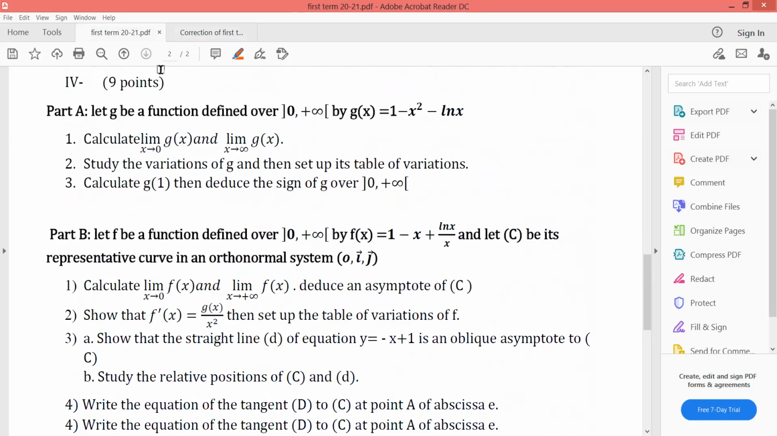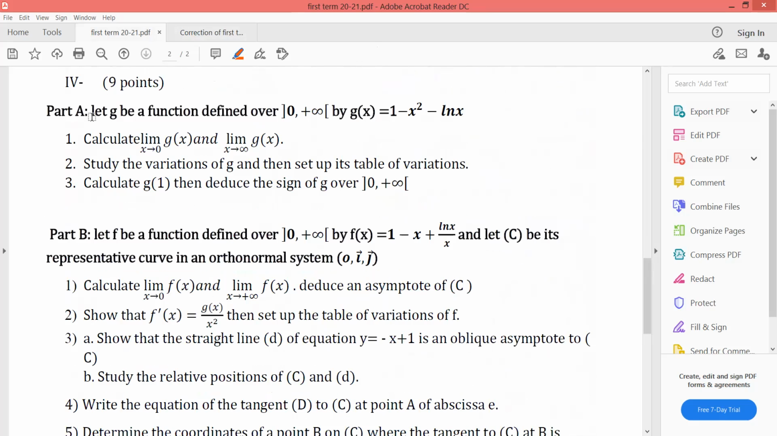In this problem, we have a function g defined on 0 to plus infinity by g(x) = 1 - x² - ln x. First part, we need to calculate the limit as x tends to 0 and the limit as x tends to plus infinity.